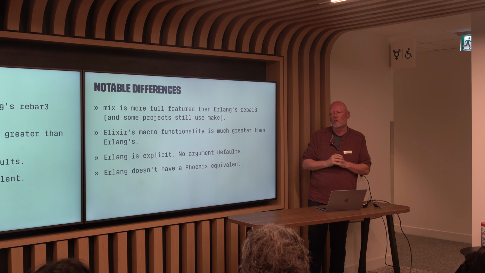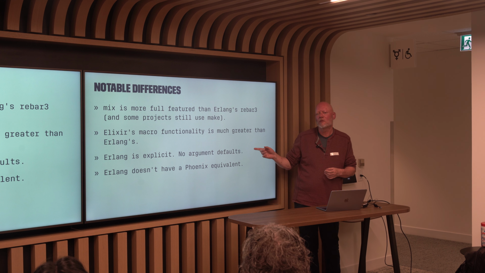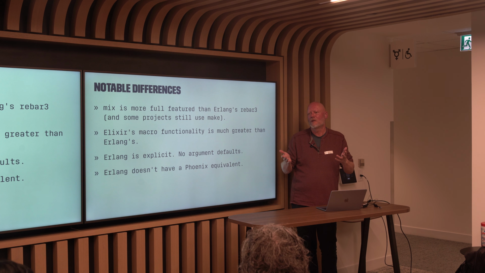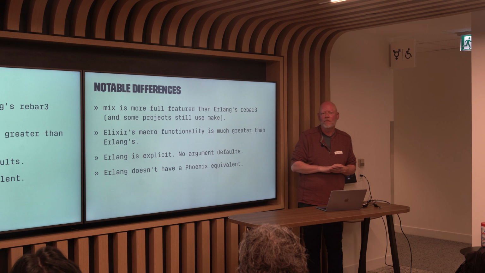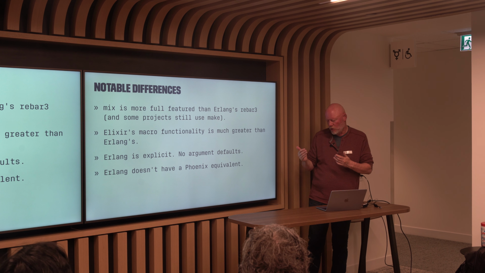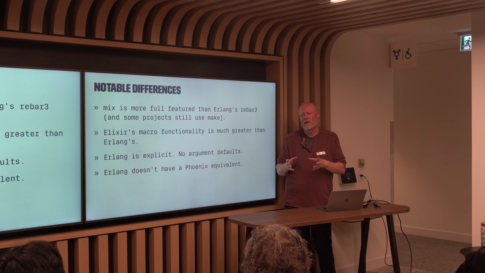Elixir's macro functionality is really well developed, and Erlang's is not. It is very bare bones. Again, Erlang is explicit, so all those nice things, default arguments in functions, they don't exist. You've got to create another function with one arity less, and then call the function with the default that's next line. And the big thing is Erlang doesn't have a Phoenix equivalent. So you will find that when you go into Erlang, there's just less for the developer there, and you're expected to do so much of it yourself.